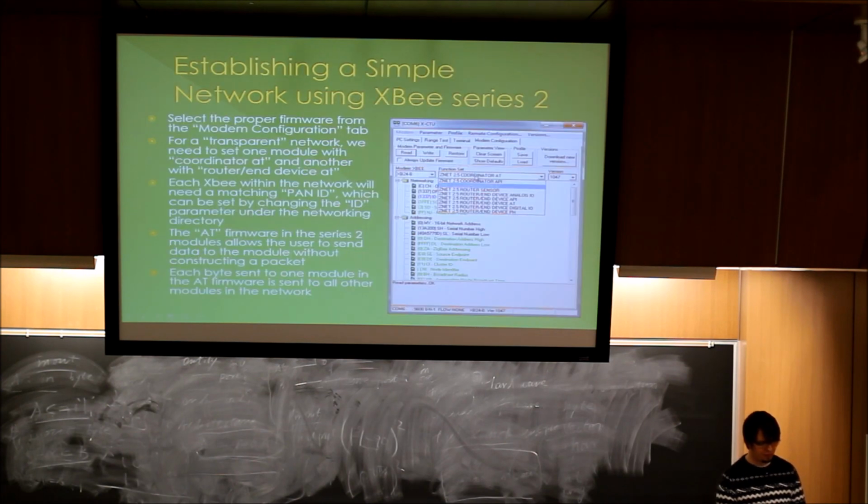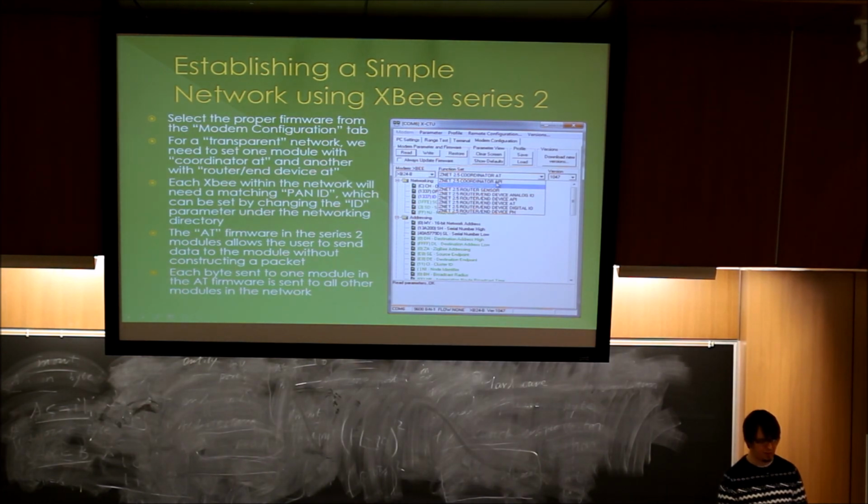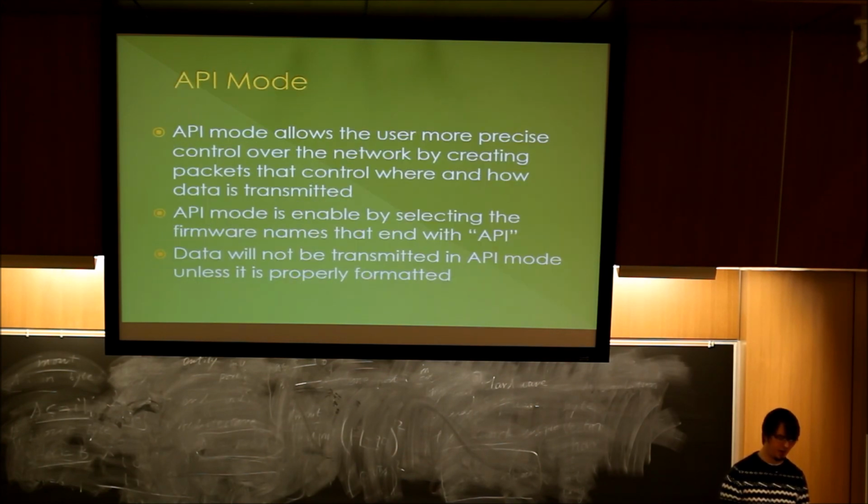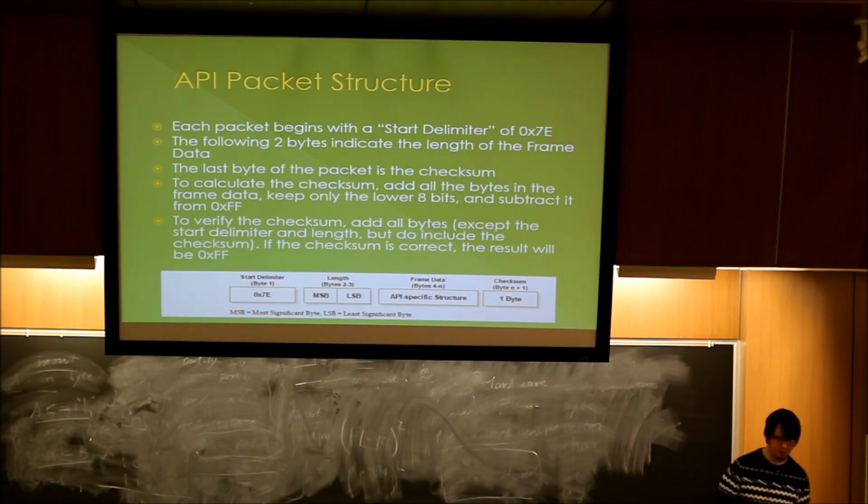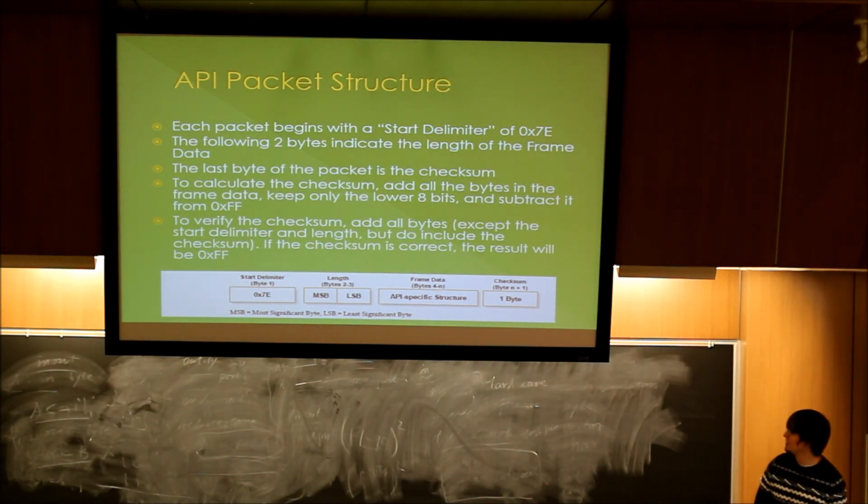So for the Series 2, if I flip back here real quick, you can see some of these firmwares are labeled with API on the end. The AT is the transparency mode for the Series 2 modules, but we'll be selecting API, which allows you to communicate by constructing your own packets. So this is a look at the packet structure.